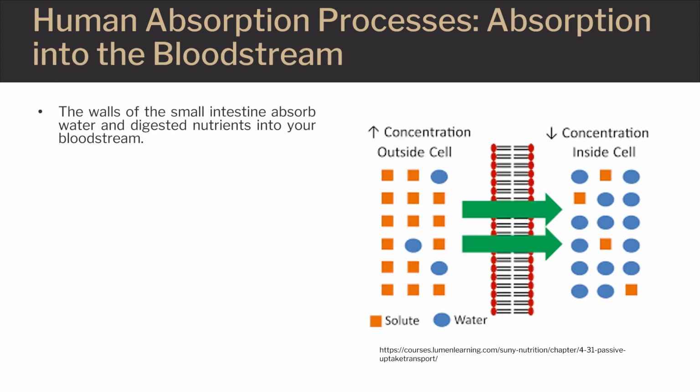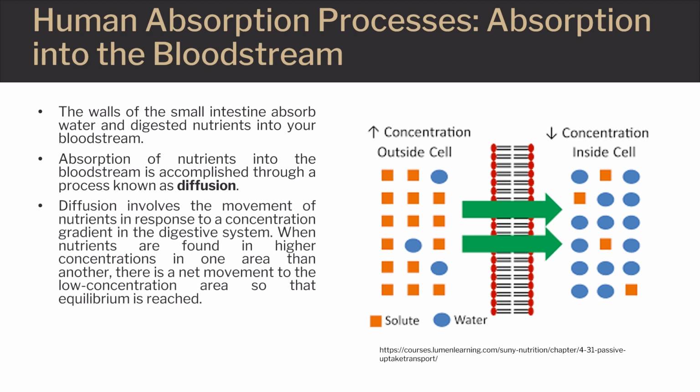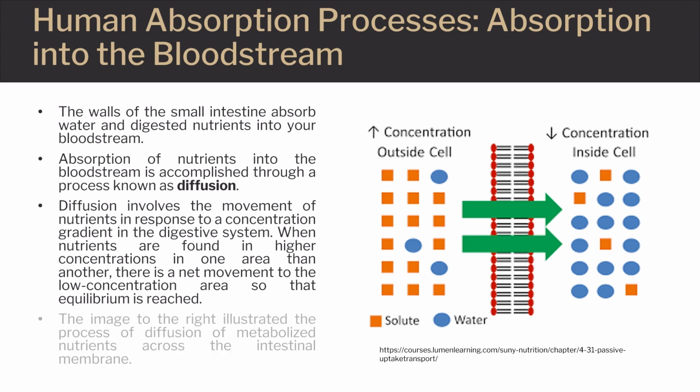The walls of the small intestine absorb water and digested nutrients into your bloodstream. Absorption of nutrients into the bloodstream is accomplished through a process known as diffusion. Diffusion involves the movement of nutrients in response to a concentration gradient in the digestive system. When nutrients are found in higher concentrations in one area than another, there is a net movement to the low concentration area so that equilibrium is reached.